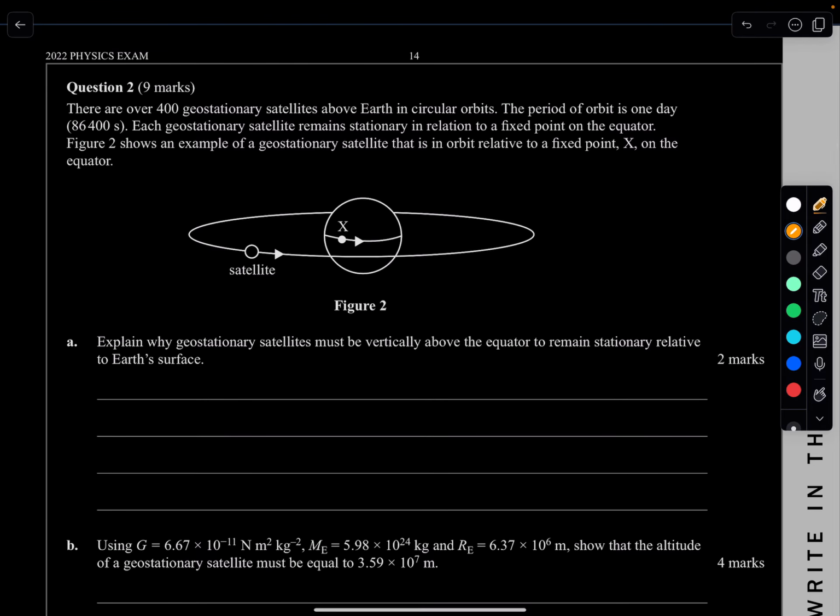Question 2. There are over 400 geostationary satellites over the Earth in circular orbit. The period of the orbit is 1 day. Each geostationary satellite remains stationary in relation to a fixed point on the equator. Figure 2 shows an example of a geostationary satellite that is in orbit relative to a fixed point X on the equator. Explain why geostationary satellites must be vertically above the equator to remain stationary relative to the Earth's surface.